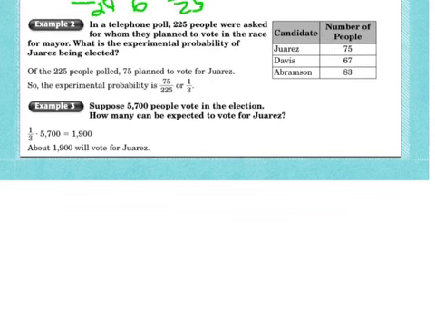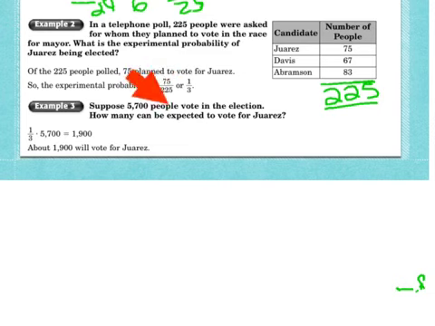Let's look at example number 2. On a telephone poll, 225 people are asked for whom they plan to vote in the race for mayor. What is the experimental probability of Juarez being elected? Okay, so we had a total of 225 people polled, and 75 people voted for Juarez. So the experimental probability is 75 out of 225, or 1/3.